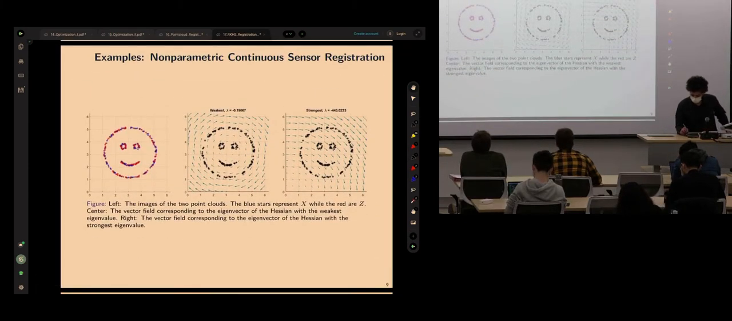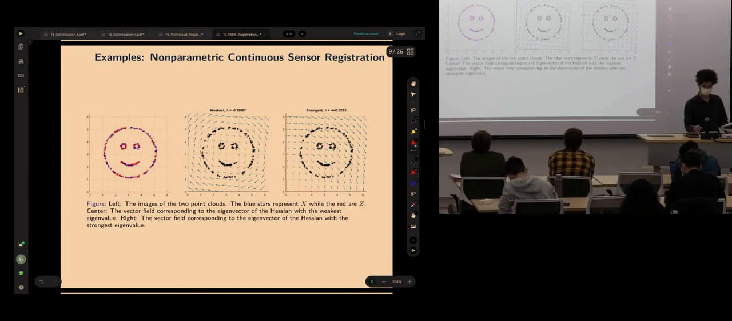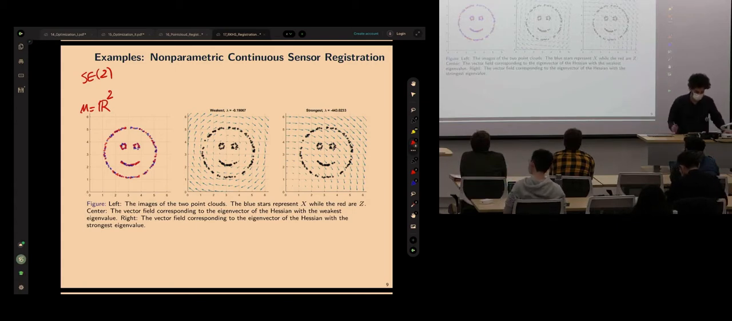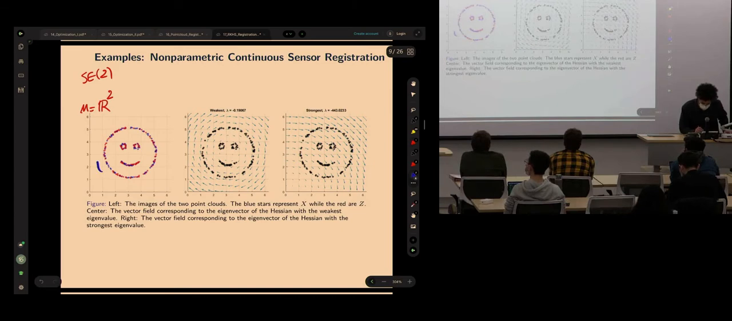Another example, what's the space here? The Lie group is SE2, the manifold is R2, right? Right, we can rotate and translate now. So we have two smiley shapes, two faces. Initially they were separate, and then we registered them by finding an SE2 transformation. Again, they don't have the same number of points. You see that there are areas that are actually only blue. But overall, the shapes are matched correctly.